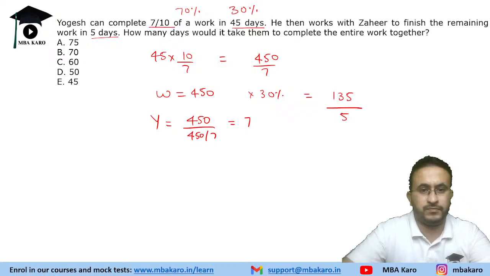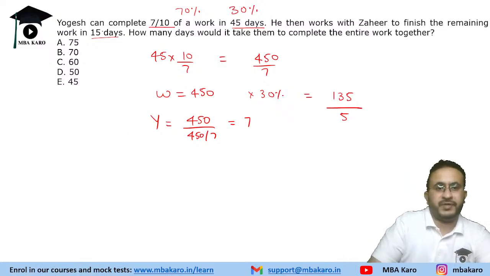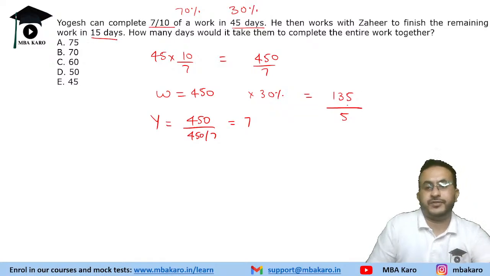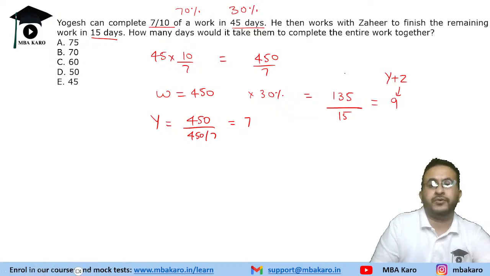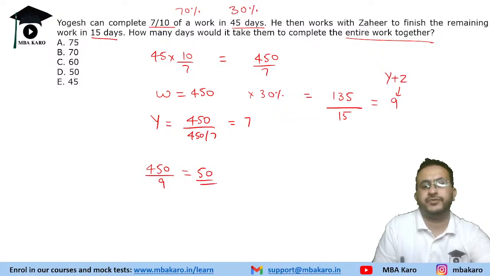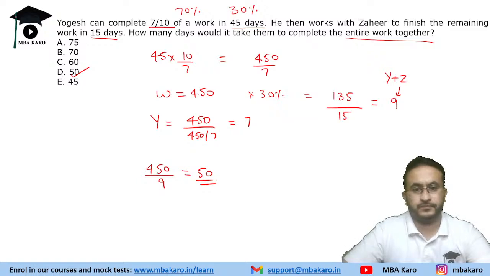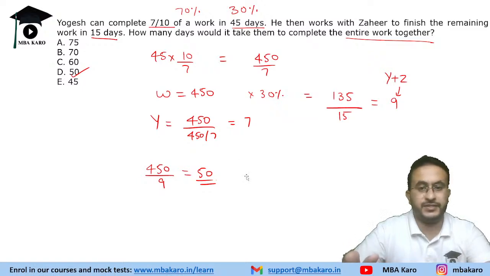My bad. It will be 15 days here. So make it 15 here. So in 15 days they will do 135 units, so 9 units per day, right? So Yogesh plus Zahir, the total efficiency is 9 units, right? Now, if they have to complete the entire work together, the total work is 450 units, and by 9, you will take 50 days to complete the work.